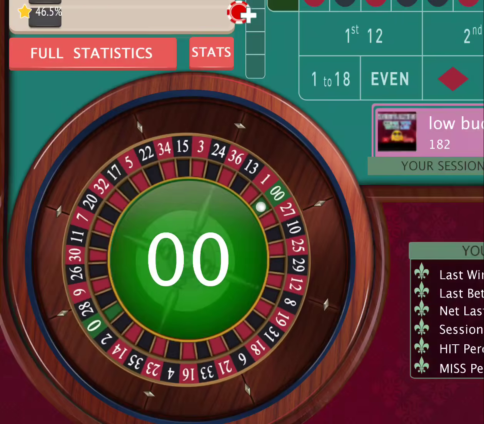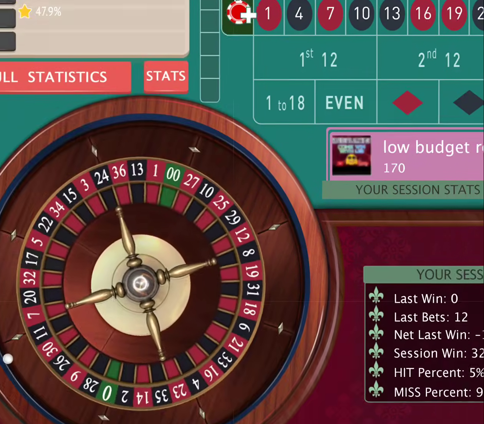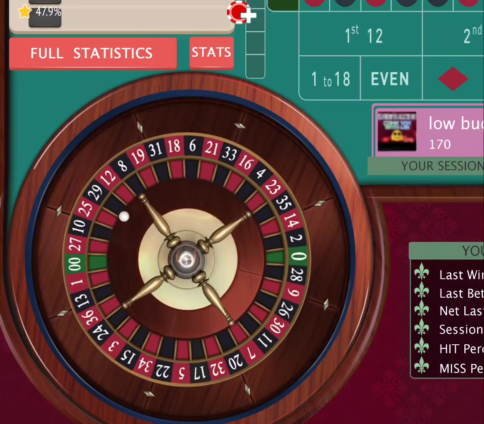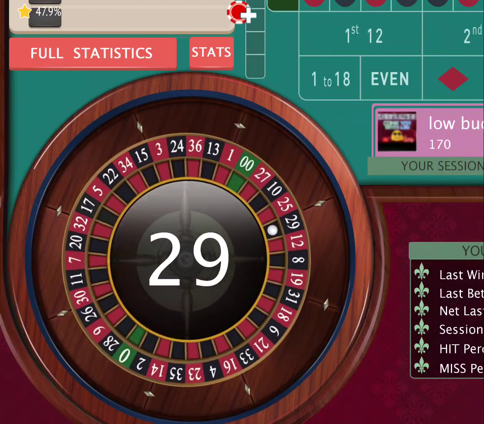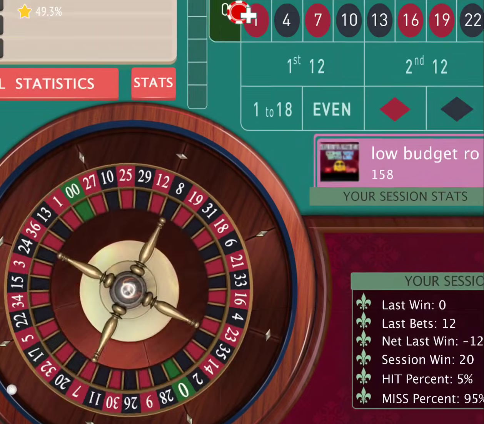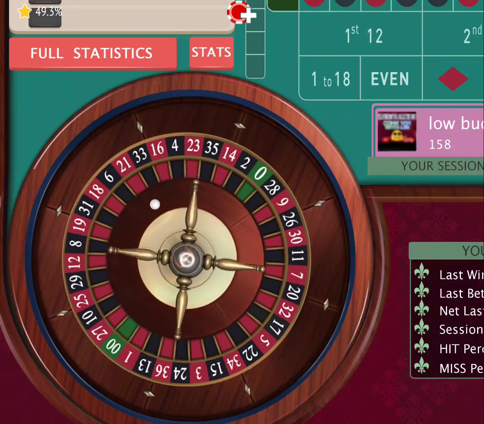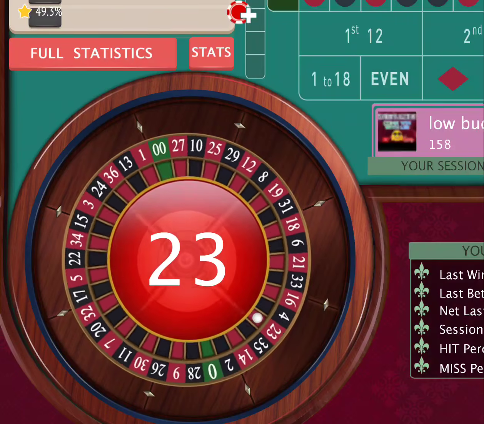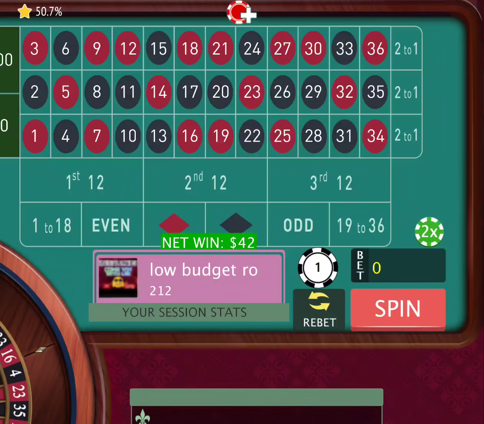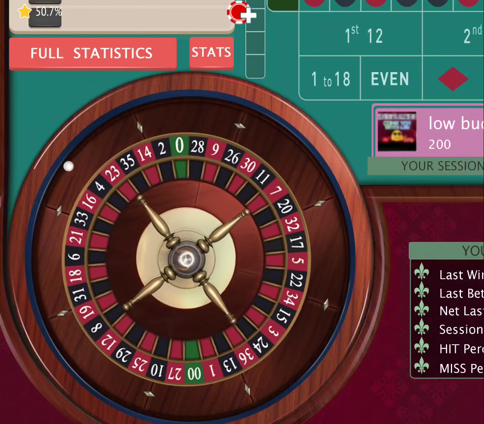And there is 0. First miss. Let's spin again. There's a number 29 for your second miss. Spin that bad boy again. There's a number 23 for a $42 return. All right, we're going to spin again.